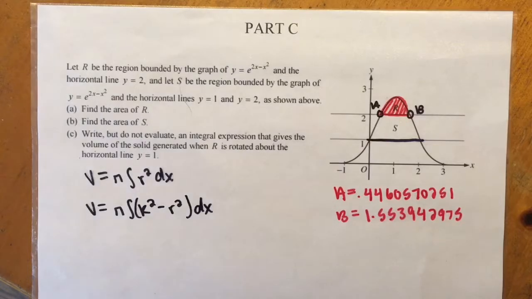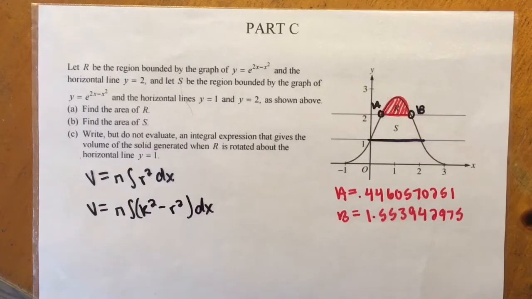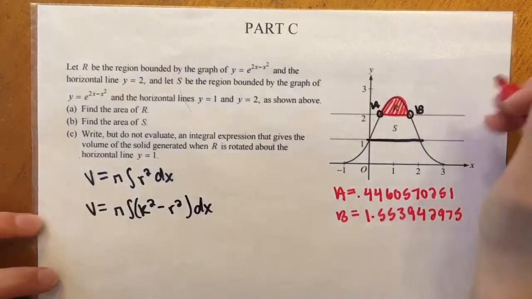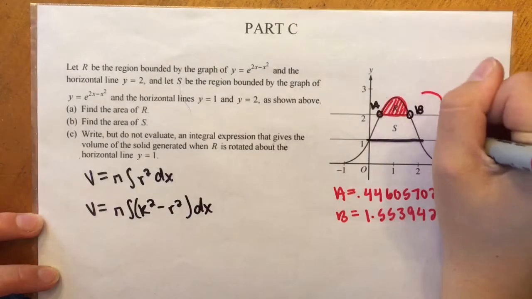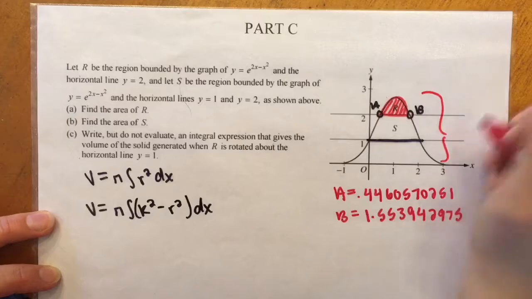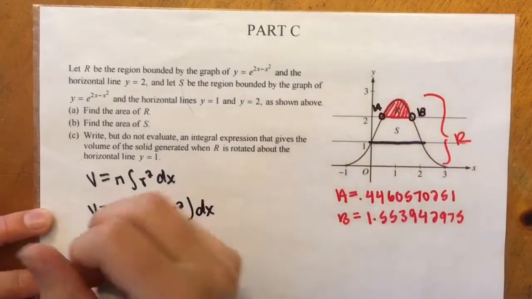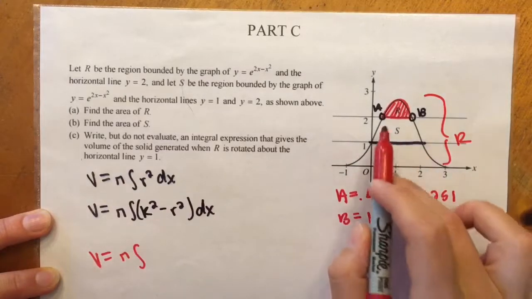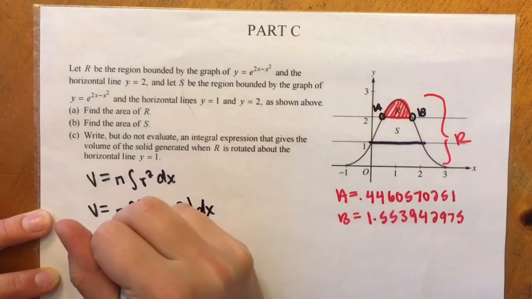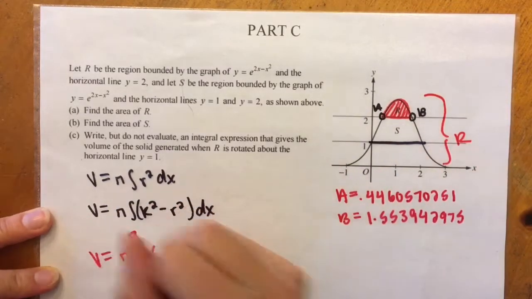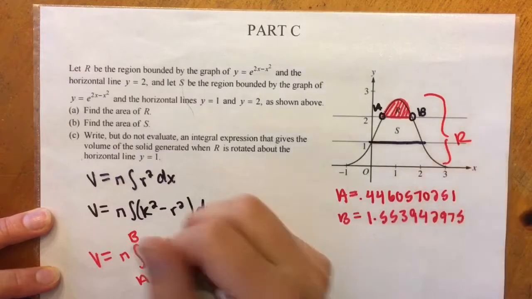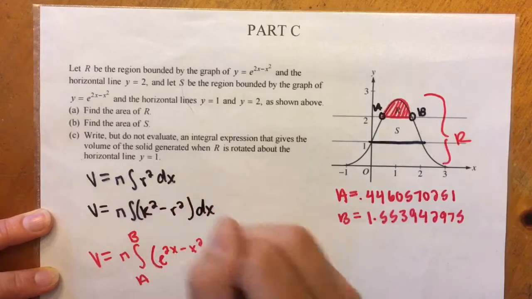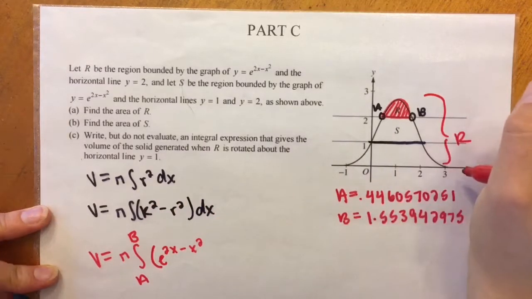So we're going to start this off by figuring out what our big R and our little r are. So our big R is going to be from the top of the curve all the way down to the x-axis. So let's start off by writing that. We know that again our bounds are going to be from A to B, and I rewrote those for you guys. Okay, and so our big R is from the top of the curve, e to the 2x minus x squared, and then all the way to the x-axis.